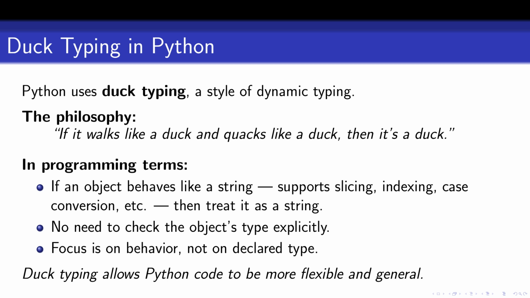This allows your functions to work with a broader range of objects, as long as those objects provide the expected methods or behaviors. While duck typing increases flexibility and reusability, it also places greater responsibility on the programmer to understand how the objects being passed into functions will behave.